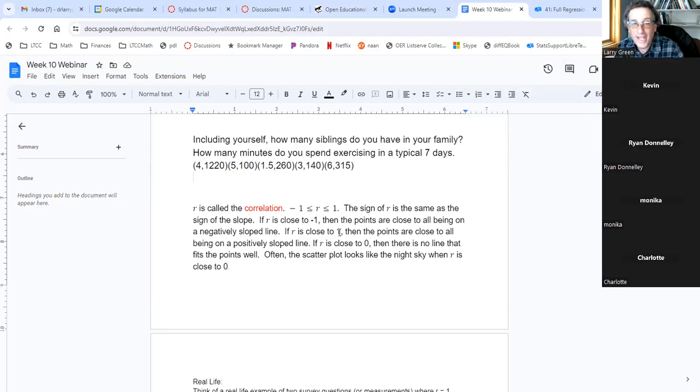If R is close to -1, the points are close to all being on a negatively sloped line. If R is close to 1, the points are all close to being on a positively sloped line. If R is close to 0, then there's no line that fits the points well.